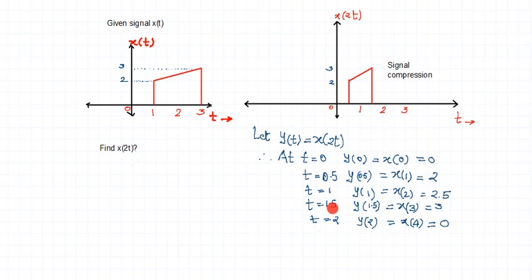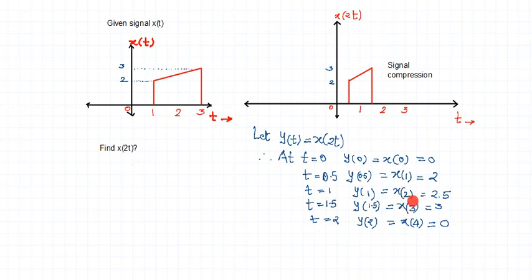Similarly, at t is equal to 1.5. Now I am analyzing which time period? This, t is equal to 1.5. So at t is equal to 1.5, what is the value of y? y of 1.5: when I put 1.5 here, x of 2 into 1.5 is x of 3.